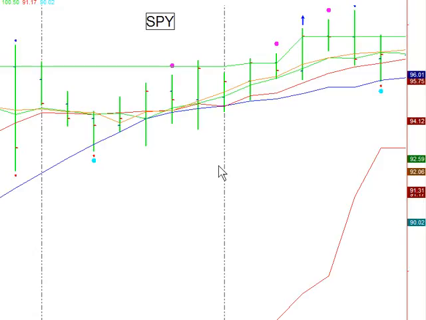Looking at the SPY 60-minute chart. We were flat all day yesterday, and we're already in two positions. In the money pretty good. Now we just added a third position here.